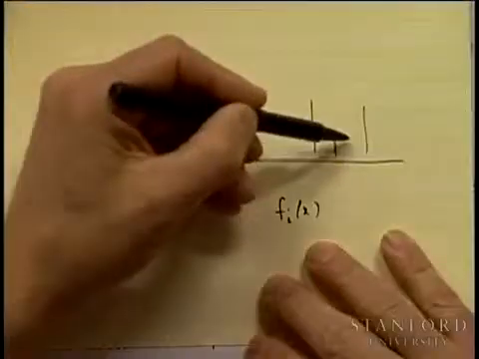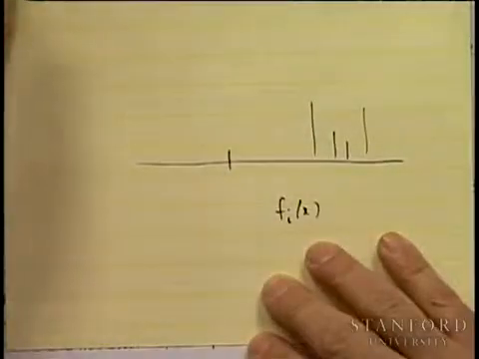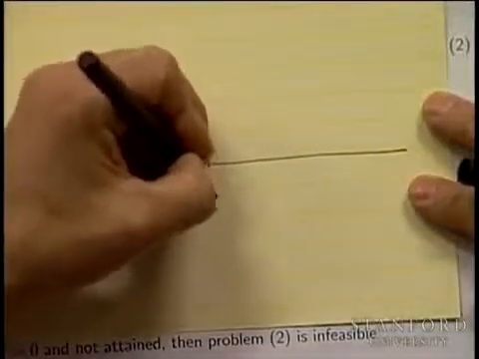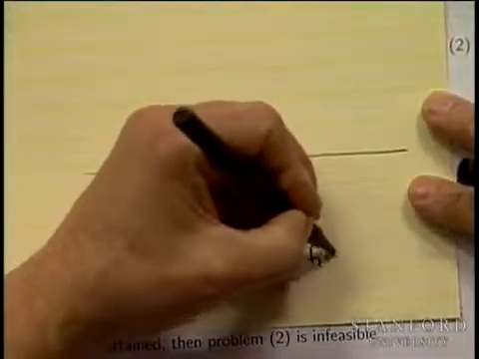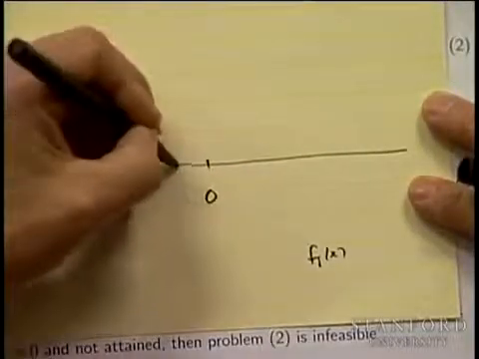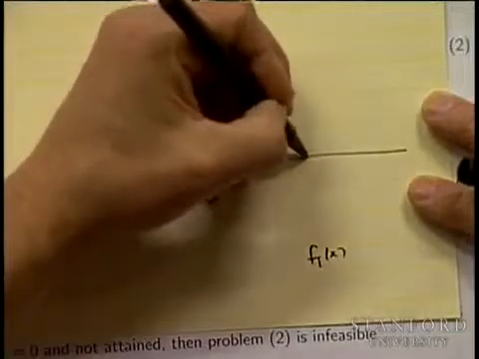These are fi of x here. Let's say I start with a problem like this. Here's 0, our critical point. Here's fi of x. Here's a bunch of inequalities that are satisfied like that, and here's a bunch that are violated.